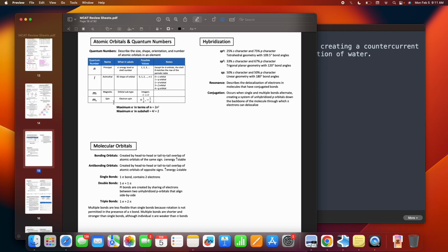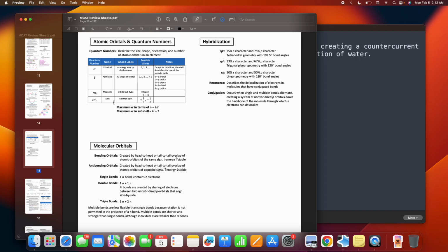So basically it's the size of the atomic orbitals in that element. Possible values could be 1, 2, 3. There's no 0 for n. Then, except for d orbitals, the shell number matches the row of the periodic table. Because for the d orbitals in the middle, it can be a 4s2 and then 3d3, something like that, but still the element is on the fourth row, not the third row.